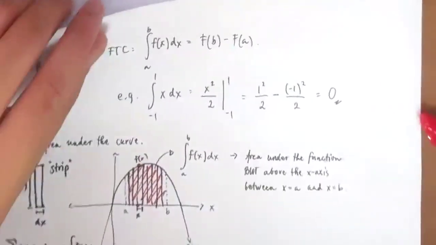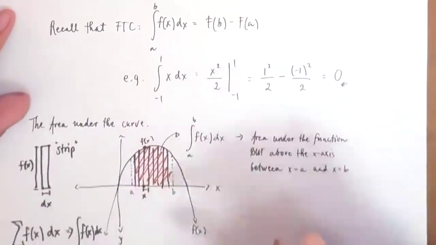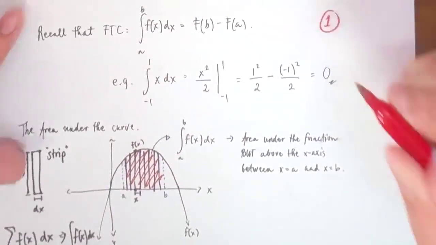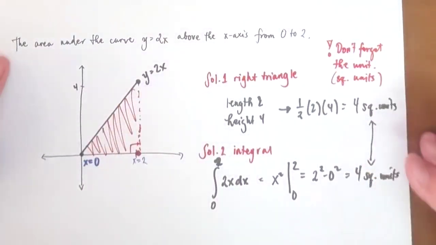So far, what we have established is the area under the curve. So page 1. This is example number 1.